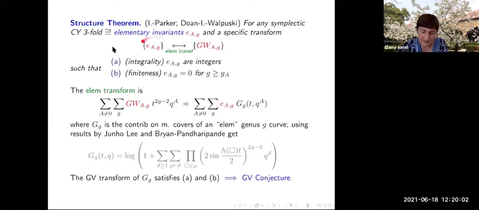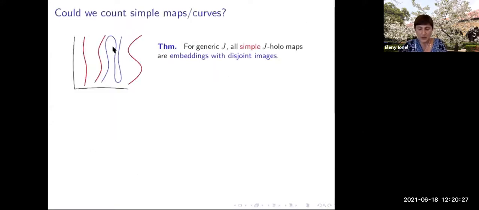So there are these other invariants that carry the same information as the Gromov-Witten invariants, and the Gromov-Witten invariants are just you count these curves, these elementary curves, and then you have the contribution of their multiple covers, as we were hoping before. Any questions? So the next question I wanted to ask, can we count simple maps or simple curves?